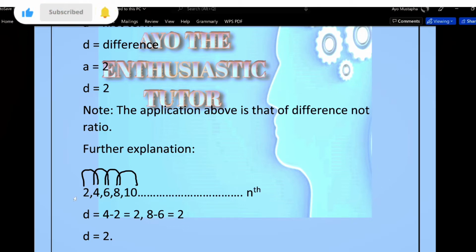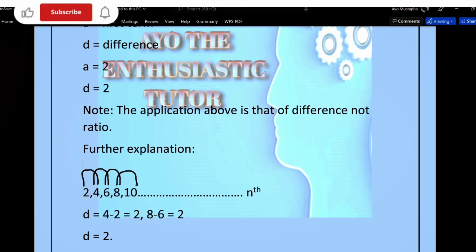So as you can see, the progression is of difference and not of ratio. We'll get to know better in our next illustration. So we have to get our difference, as we did in the previous one. We'll just take 4 forward, then we'll bring 2 backward. Then we apply the minus sign.